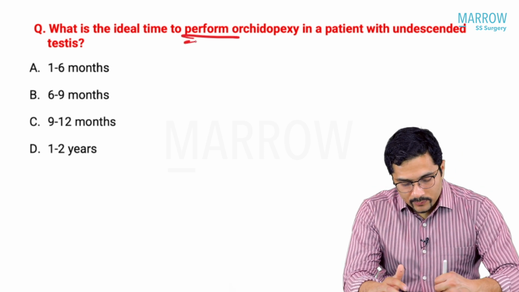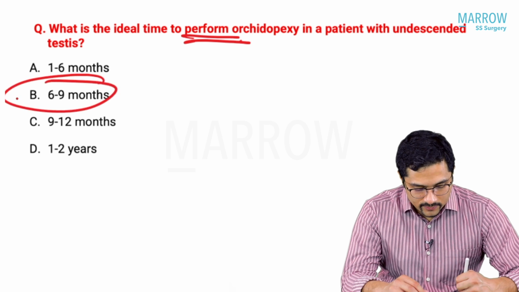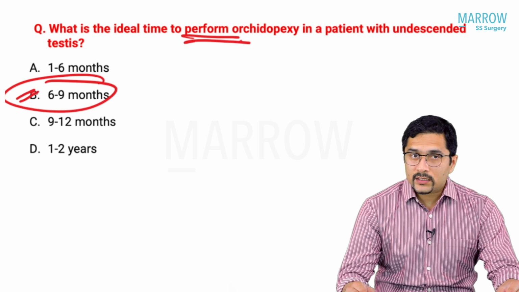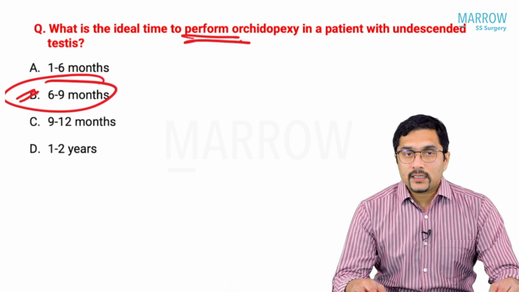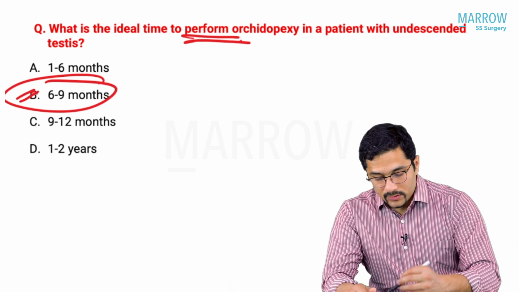What is the ideal time to perform orchidopexy in a patient with undescended testis? This is 6 to 9 months. You know that spontaneous descent can occur till 5 to 6 months. If spontaneous descent does not occur, then we have to carry out orchidopexy as soon as possible.